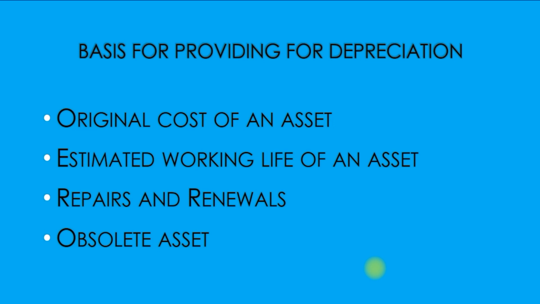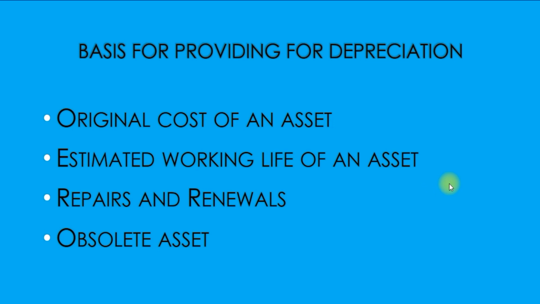Caused by wear and tear, it affects the earning capacity of the asset. It is also a charge against profits. It is always used in connection to the value of a fixed asset. Now the following forms the basis for providing depreciation, namely original cost of an asset, estimated working life of an asset, repairs and renewals, and obsolete asset.